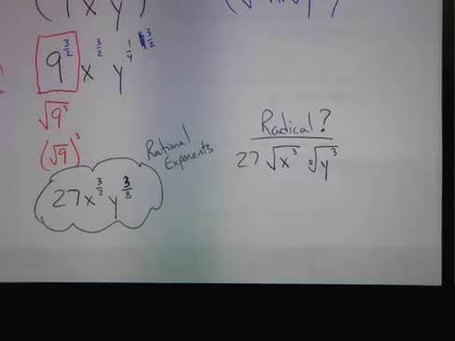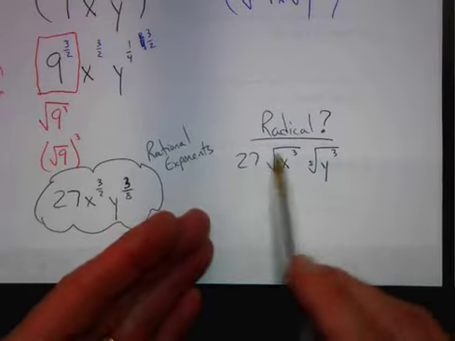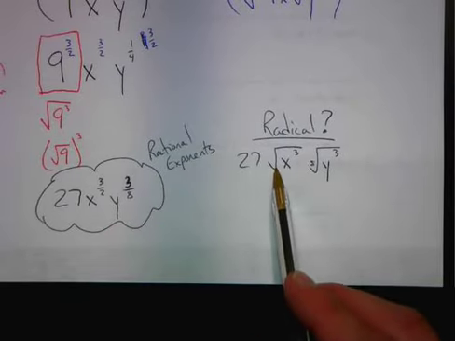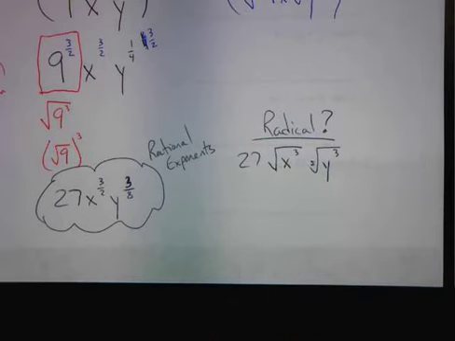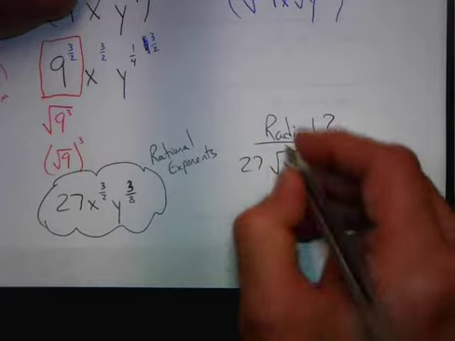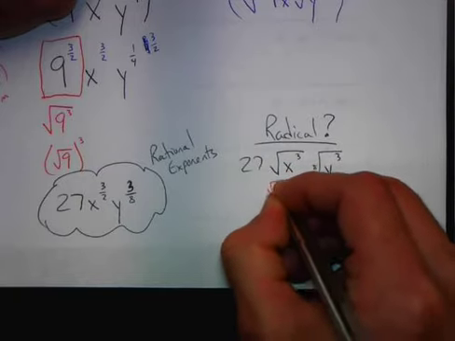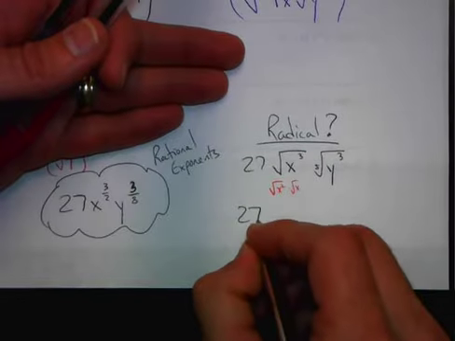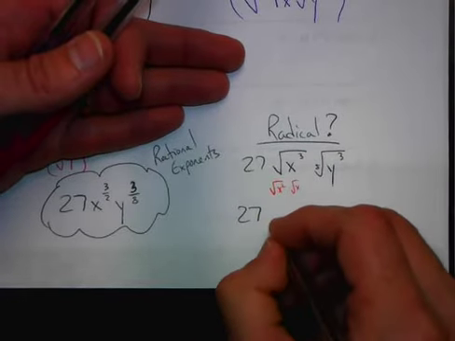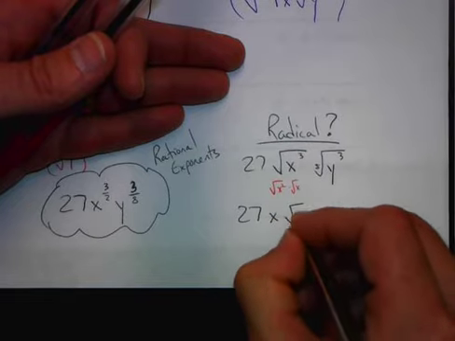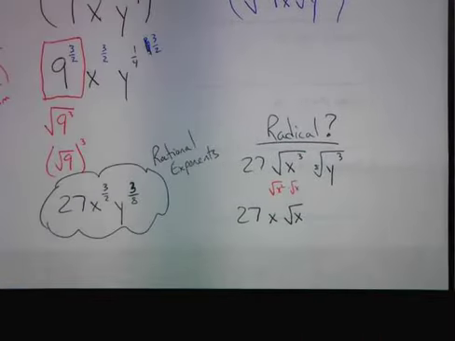Now this is where things get weird. Can we combine these two? No. Apples and oranges. Index of 2, index of 8. We can't. Apples and oranges. But what we can do is do something with the square root of x to the 3rd power, which is the square root of x squared times the square root of x. And we could do something with that. All right, so we'd have 27. The square root of x squared is x, and then we'd have the square root of x.